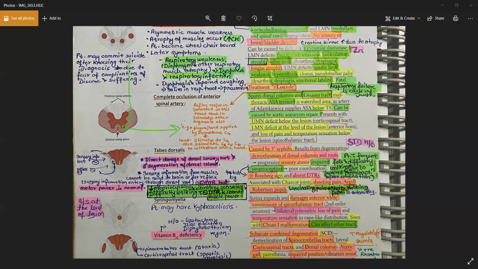So at the level of lesion, as you can see, I'm having a lower motor neuron lesion. Below the level of lesion, because all these fibers are running downward, if this happened here, then no information can be given from my cortex to my lower parts, right? And I will get a loss of the upper motor neuron fibers. So below the level of lesion, upper motor neurons; at the level of lesion, lower motor neuron.